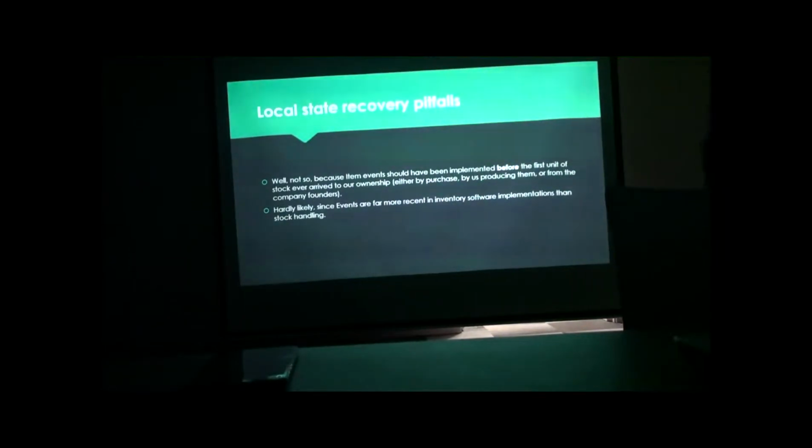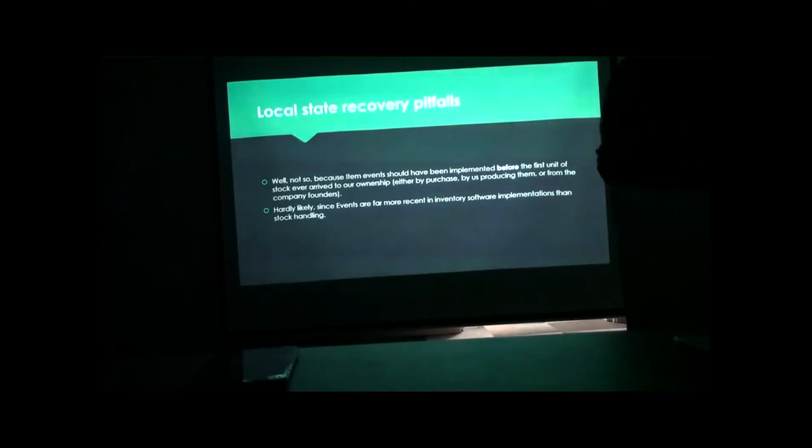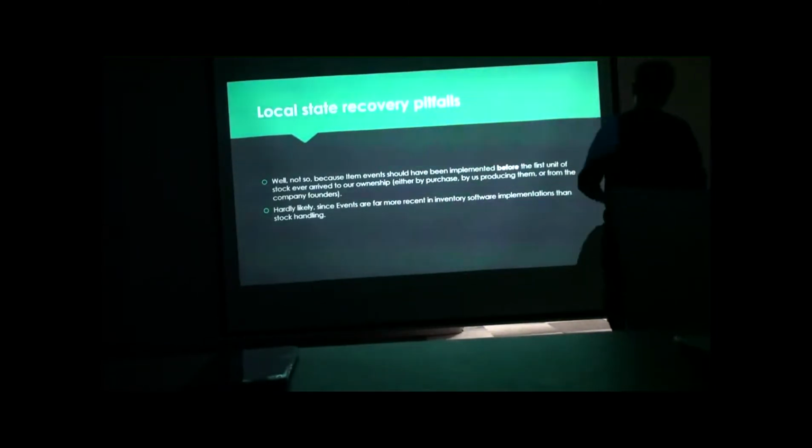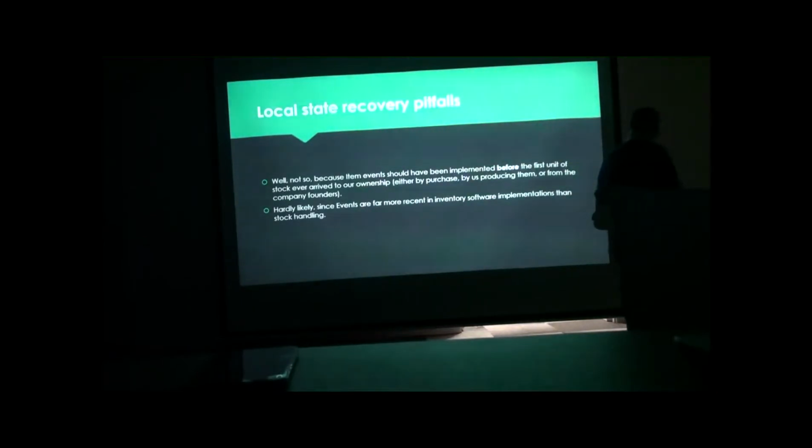The problem is, in order to be able to do this, we need to have every unit received and every unit dispatched event in our event storage, which is a problem because if the company is quite old, you probably were not dispatching events from the first day of the company. So you have events, for instance, from last year or the last 2 years.